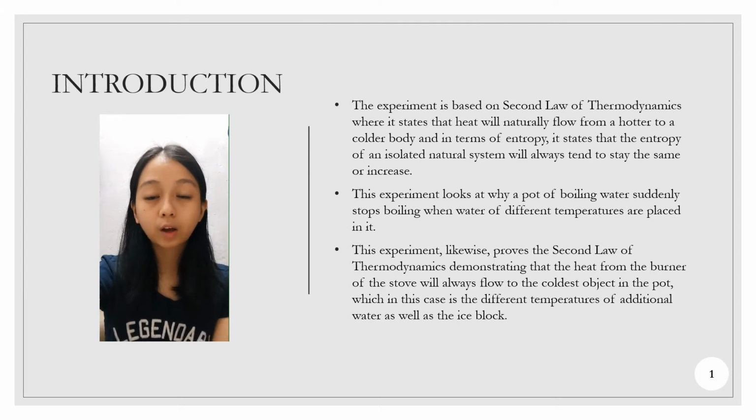This experiment likewise proves the second law of thermodynamics, demonstrating that the heat from the burner of the stove will always flow to the coldest object in the pot, which in this case is the additional water of different temperatures as well as the ice block. Therefore, the heat from the burner stops making the water boil, as it instead works to make the additional water of different temperatures hotter and the ice block melt and become water.